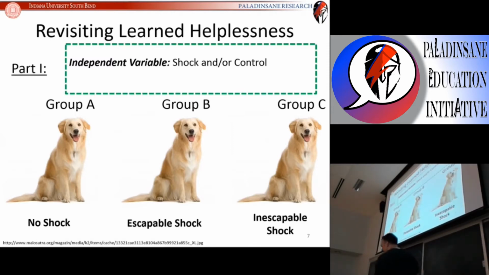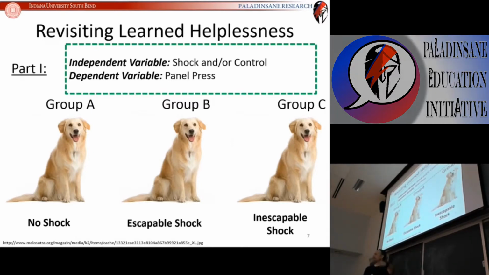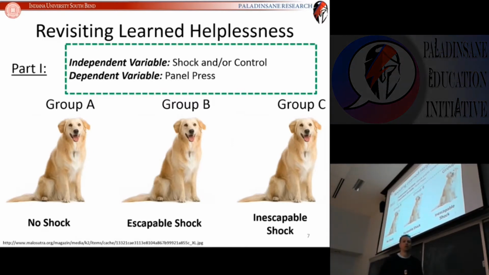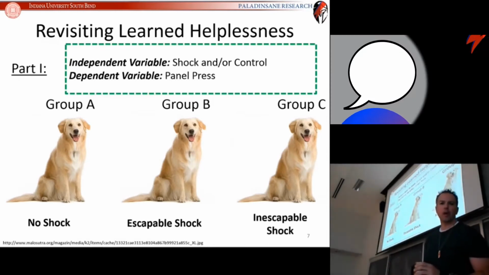And what was the dependent variable for this one? Yep. Was it the dog's response to the shock? It was the dog's response to the shock. Specifically in this first part, it was the panel press. So nothing was measured for these dogs in terms of how quickly they learned, because there was nothing to learn. But they measured these dogs to see if they could learn how to press a panel, and sure enough, the amount of time that they were shocked grew less and less over time. All right, so that was part one.